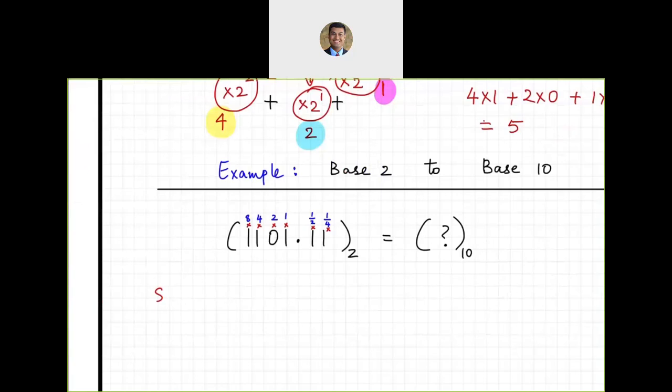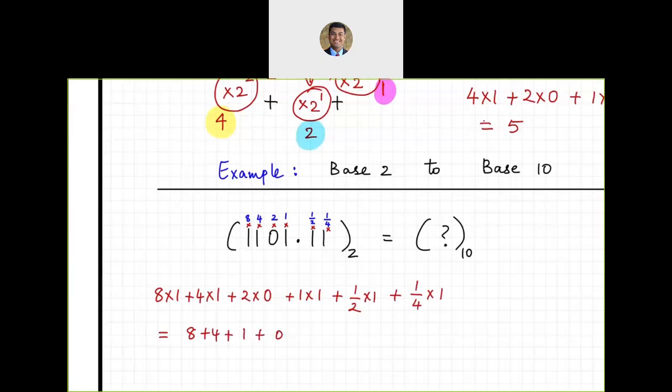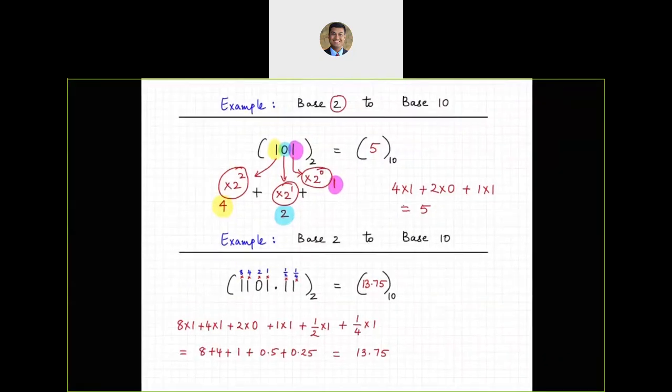I've got 8 times 1, 4 times 1, 2 times 0, 1 times 1, half times 1, 1/4 times 1. What would that be? It would be 8, 4, 1, 0.5, 0.25, which is 13.75. I hope that these two conversions are straightforward for you now, using positional significance to convert a binary number to a decimal number.